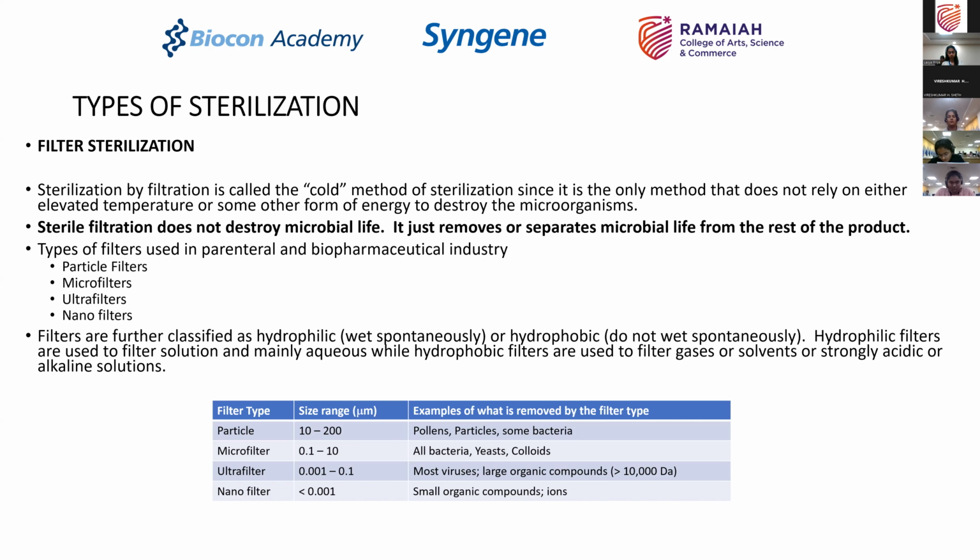The table below gives the different kinds of filters, what kind of particles they can separate out, and examples of what can get removed. So particle filters, as the name suggests, will remove particles, pollens, and some large bacteria in the range of 10 to 200 micrometers. Microfilters, 0.1 to 10, most of the bacteria, yeast, and colloids get removed by using a microfilter.